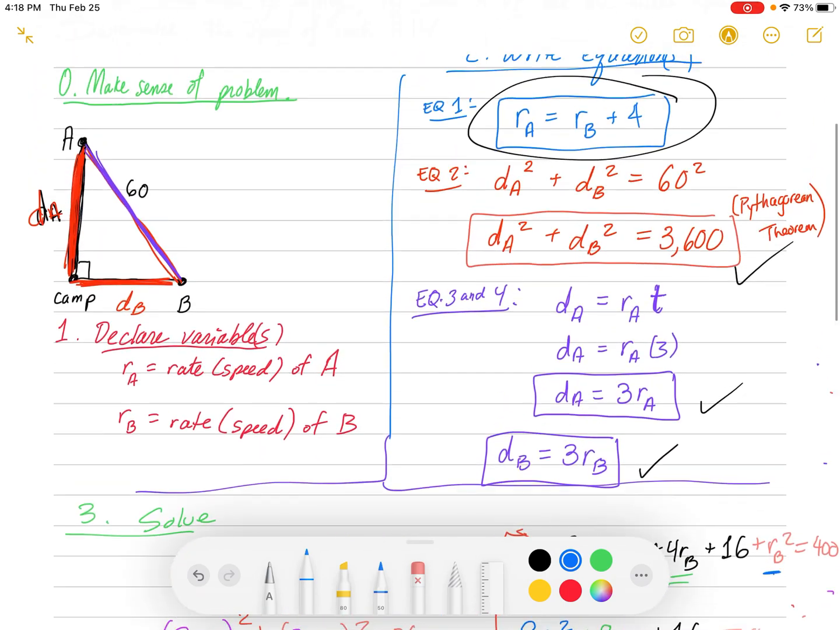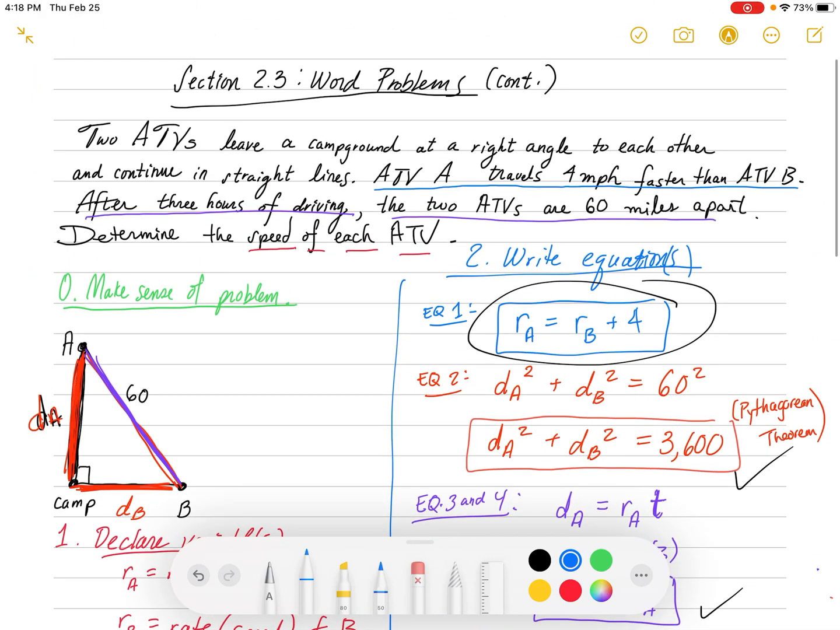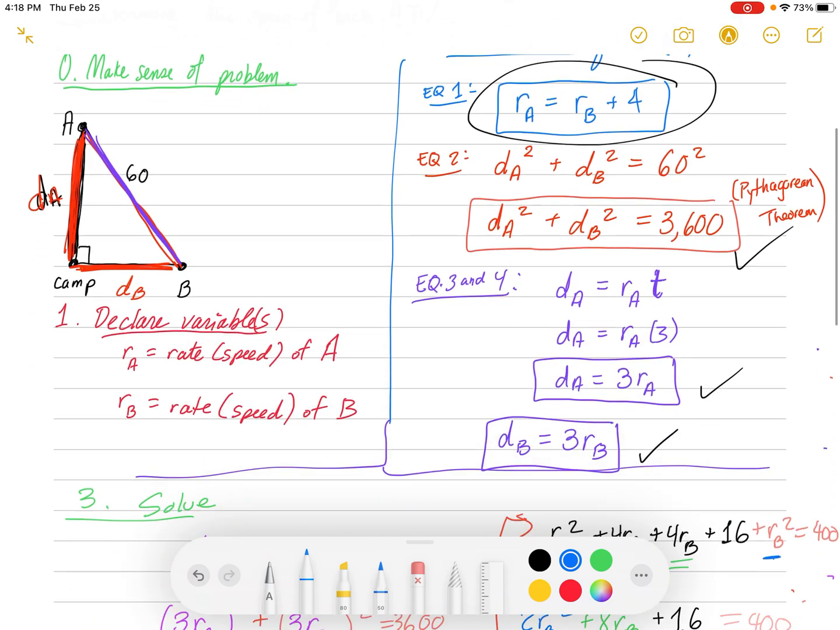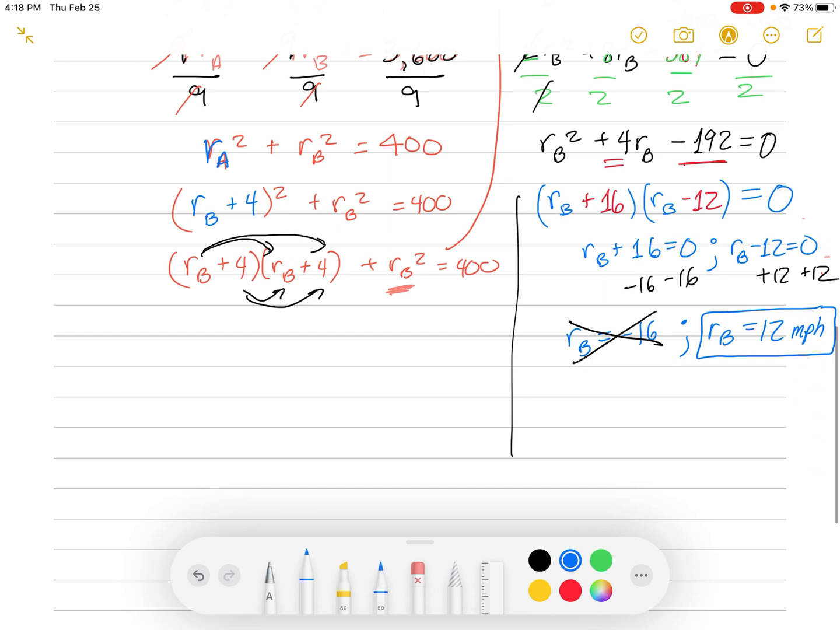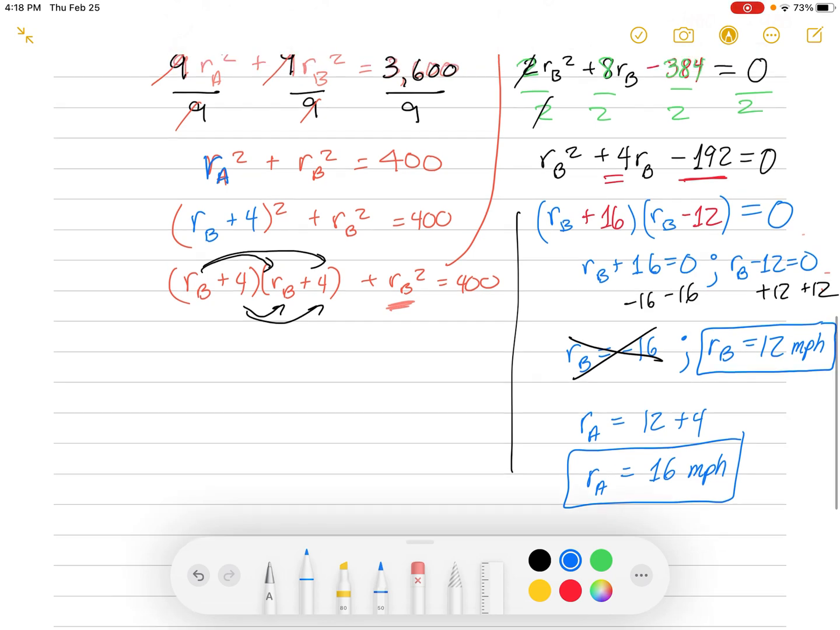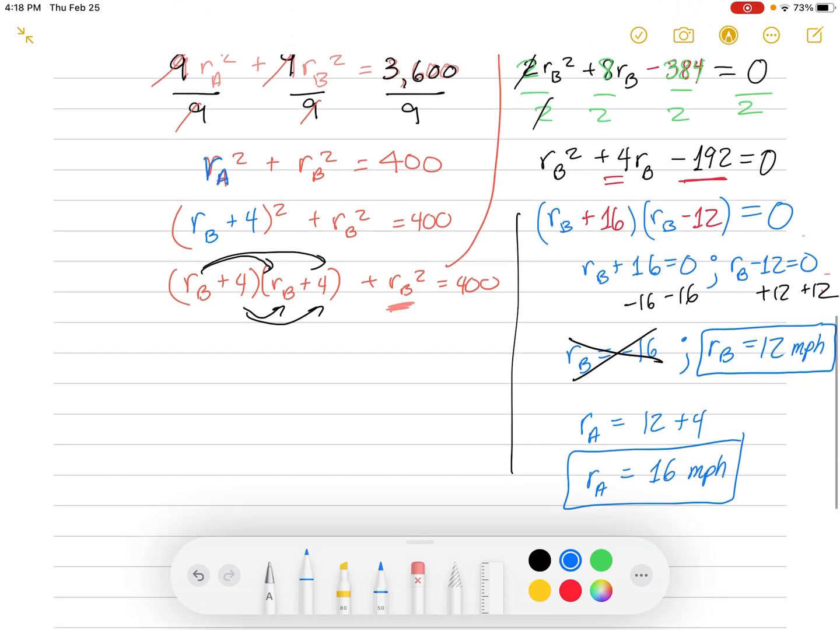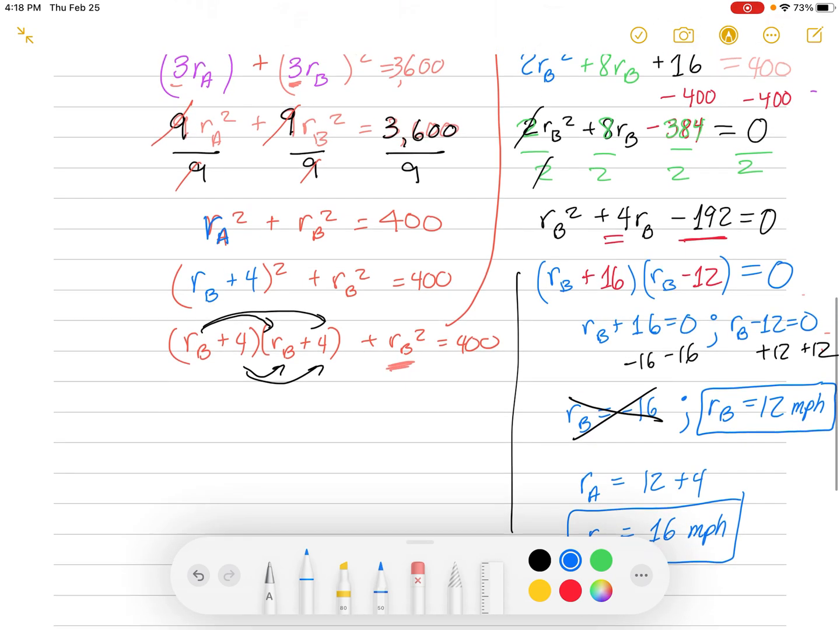Now, how do we find A given B? We go back to equation 1, and we know that RA is 4 plus RB, right? A was 4 faster than RB. So to find A here, we're going to take 12, which was B's speed, and add 4 to it. And we'll get RA is 16 miles per hour. And that's our solution. That's what we want to write. We want to find the speed of B and the speed of A. A lot of work.